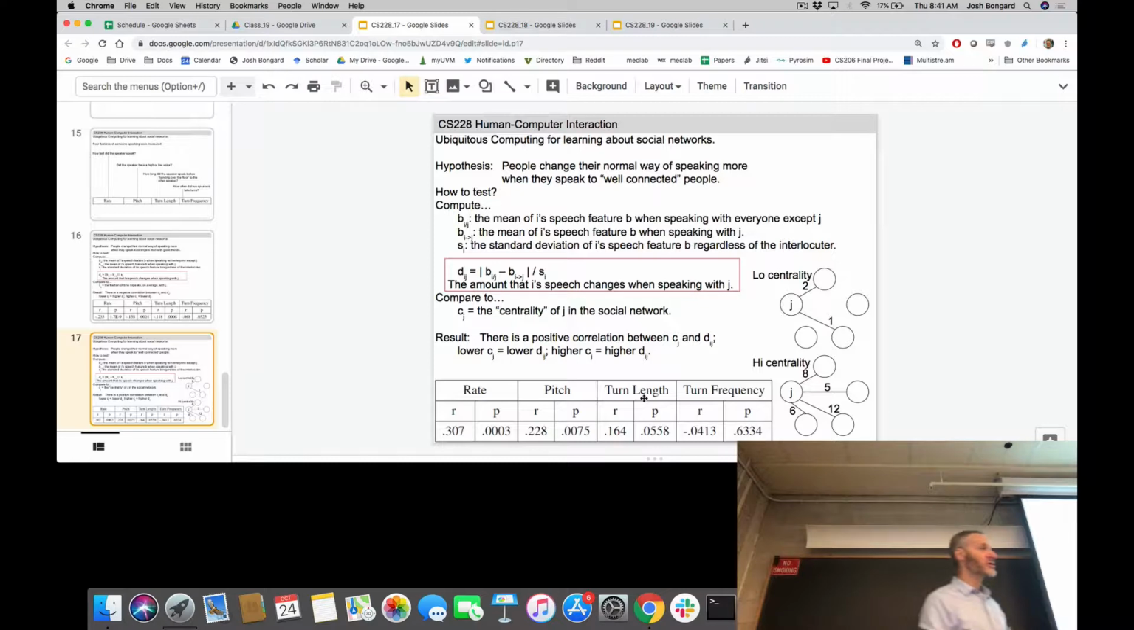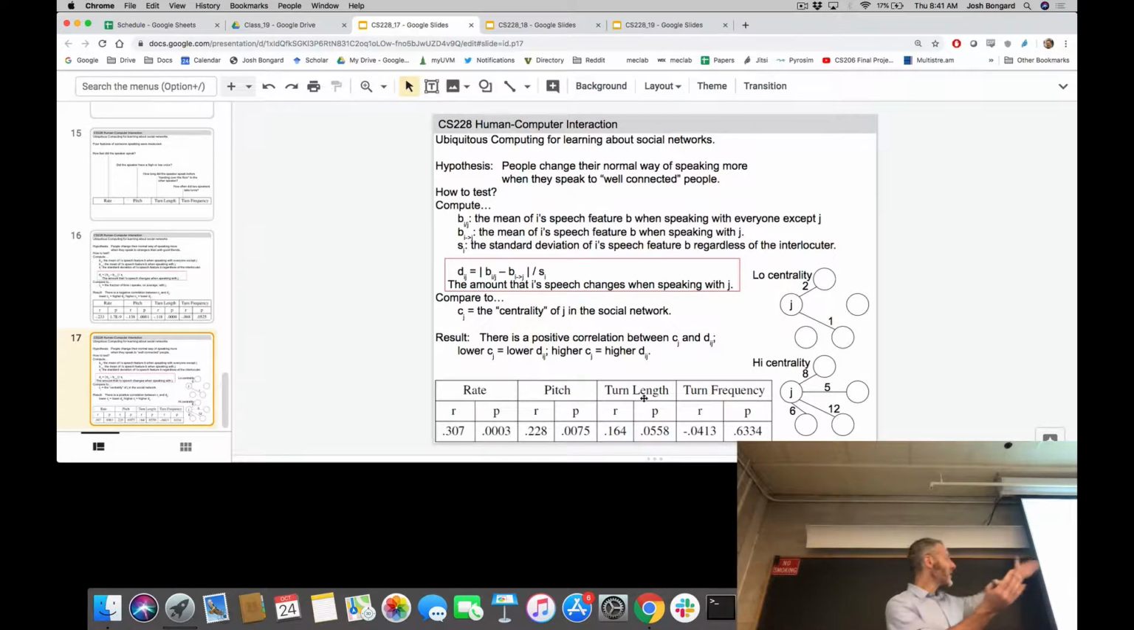The fact that pitch changes doesn't necessarily mean that pitch is higher or pitch is lower. It just means that the pitch of I when they're speaking to J is more different compared to their average pitch when they talk to the other 22 graduate students, right?